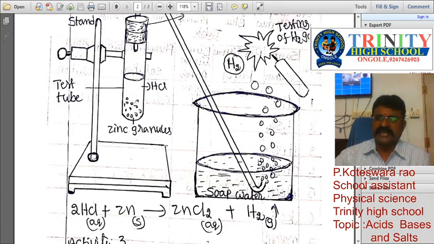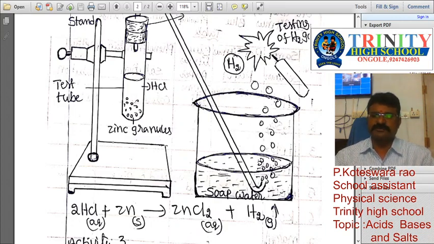Now we can test the gas with the help of a burning splinter or a candle. Then we can easily understand that the burning candle or burning matchstick will be put off with a pop sound. Then we understand that the evolved gas is nothing but hydrogen gas.